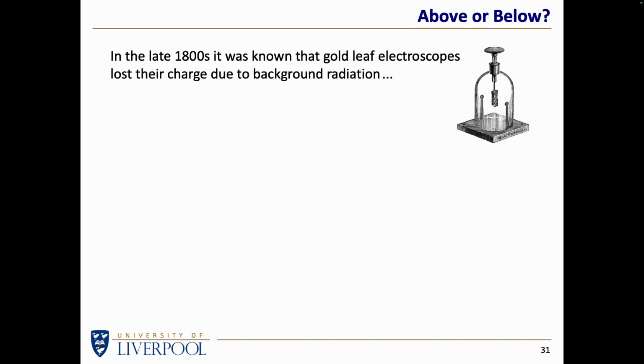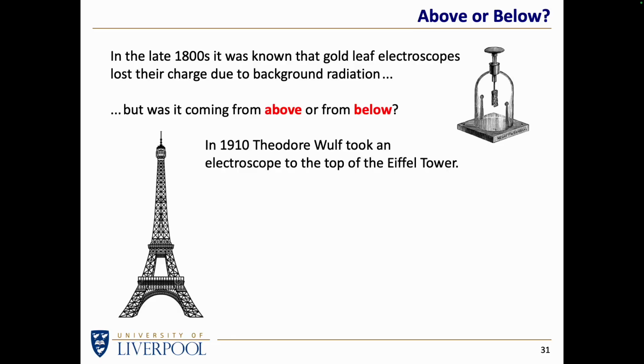Where does the charge go? They determined that some charged particles are zooming through their electroscope and discharging their devices. So they determined from simply what those gold leaves are doing that there was such a thing as background radiation. But the big question was, well, is it coming from above or below? We know the radiation is there, but where's it coming from?